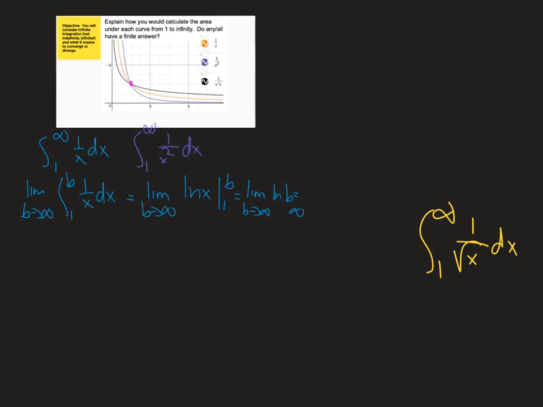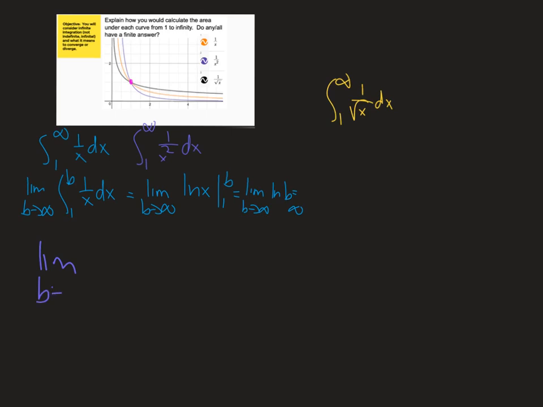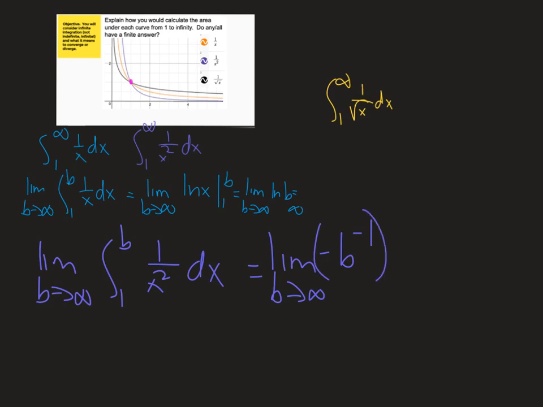All right. So we did that one. Let's talk about the purple one. The purple one. Let's do the same process. Limit as b goes to infinity, 1 to b, 1 over x squared dx. That's x to the negative 2, so the antiderivative of that, or whose derivative is that, is going to be b to the negative 1. Oh, I need a negative there.